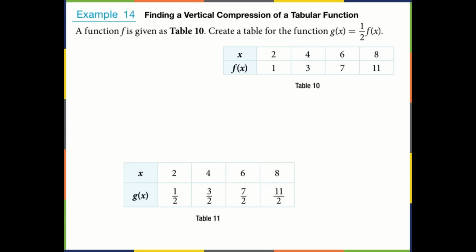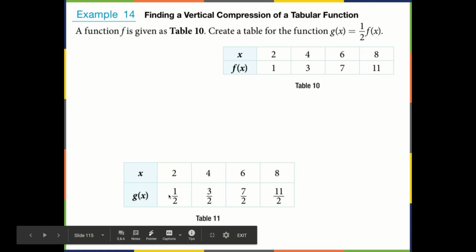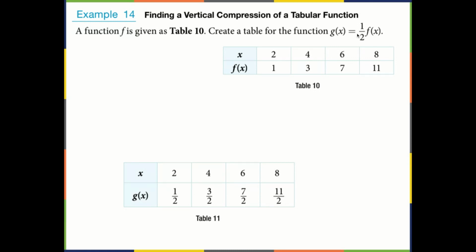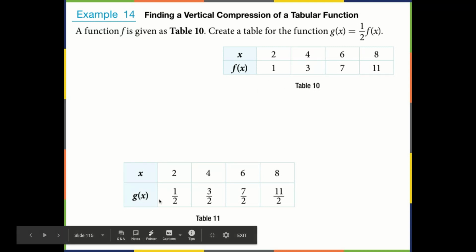What if we had a table? Here's some input values for x and output values for f of x. And now we have a new function g of x they want us to make a table for. But our new function is 1/2 times f of x. Well, the input values stay the same, 2, 4, 6, 8. The output values we divide by 2. We just multiply the output values by whatever this constant is in front of the function. If it was like 7, then we would just multiply all the output values by 7, right? Whatever this constant is, that's what we multiply our output values by to get the output values for our new function.